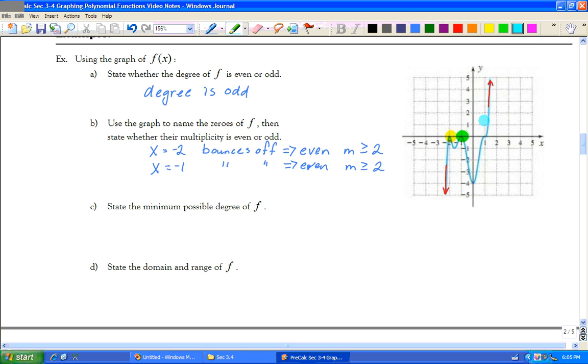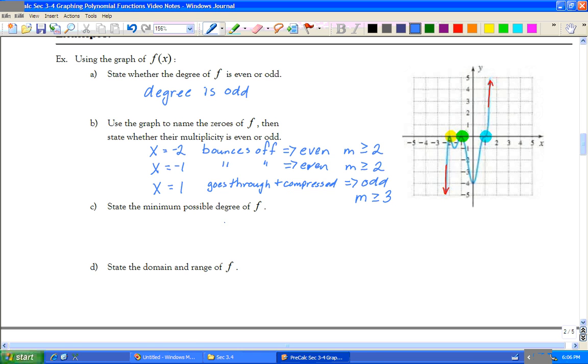And let's take a look at our last zero, which is here, which is x equal to positive 1. And this time it goes through our x-axis. And it's also compressed because it's not going through like a line, it's going through like a possible cubic function. So based on that information, we know that this is odd and that the m value is greater than or equal to 3. So it could be 3, could be 5. We know it's not 1.